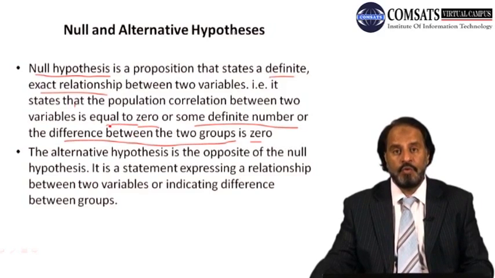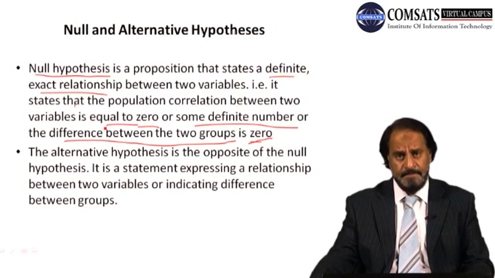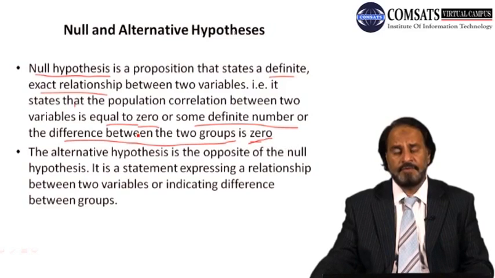And if we say there is no difference between the two groups, again we are saying the difference between two groups is 0. So in a null hypothesis, we tend to say that there is no relationship between the two variables, meaning the strength between the two variables is equal to 0, indicating there is no relationship. When we say it's 0, it's no relationship. And similarly, when we say the difference between the two groups is equal to 0, we're saying there's no difference between the two groups.